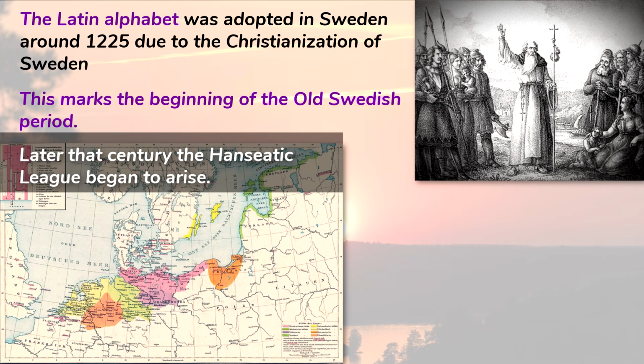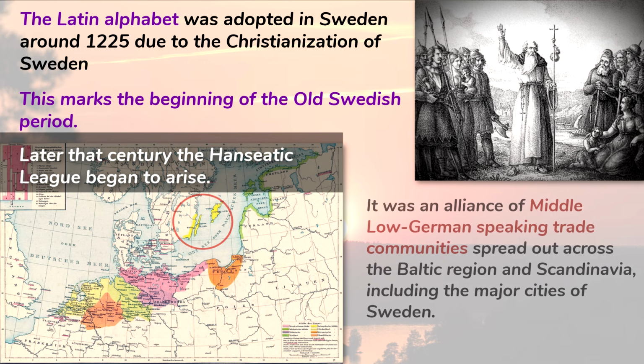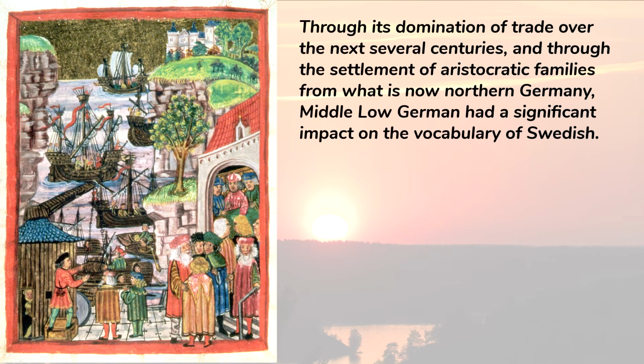Later that century, the Hanseatic League began to arise. It was an alliance of Middle Low German-speaking trade communities spread out across the Baltic region and Scandinavia, including the major cities of Sweden. Through its domination of trade over the next several centuries, and through the settlement of aristocratic families from what is now northern Germany, Middle Low German had a significant impact on the vocabulary of Swedish.